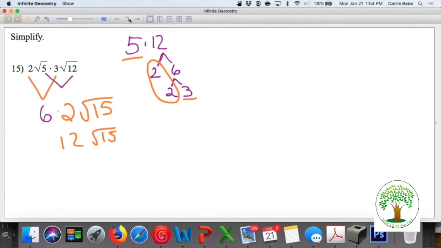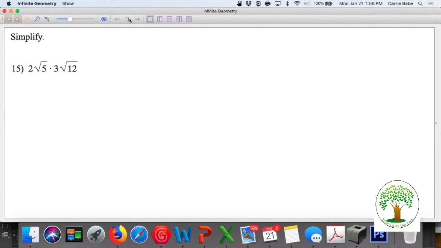Is that what anybody else got? Yes. That's what I got. Fantastic. Let's check that that's what they got. Because I can turn on the little show me button. 12 square root of 15. Fantastic. Now we're going to go. That was number 15. Let's move to 19.